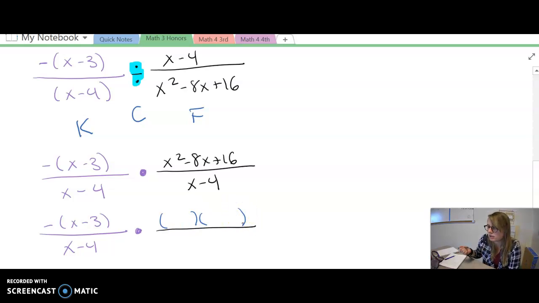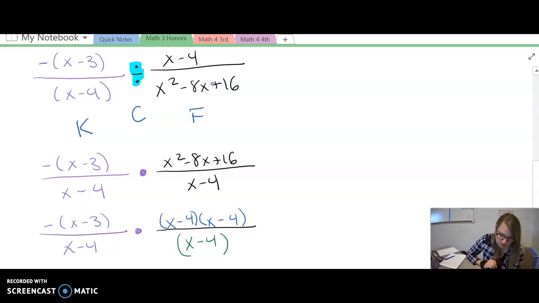So 16 factors, 1 and 16, 2 and 8, 4 and 4. So we need to get to negative 8, and so I automatically think, well, 4 and 4 add to 8, so that'll be my easy way out. So 4 and 4, and it's negative 8, and it's a positive 16, so they're both going to be negative. And then I just move my x minus 4 down.